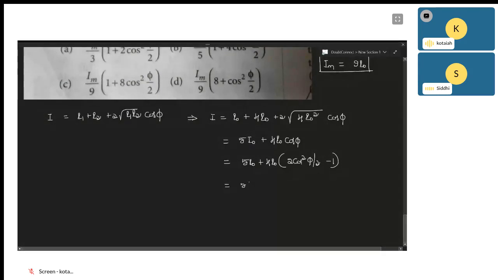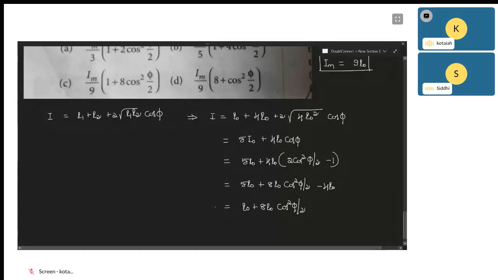So it is equal to 5 I naught plus 8 I naught cos square 5 by 2 minus 4 I naught. That is equal to I naught plus 8 I naught cos square 5 by 2. This is the intensity. Now, from here, what is I naught?